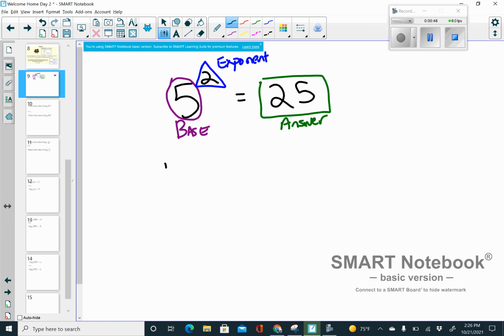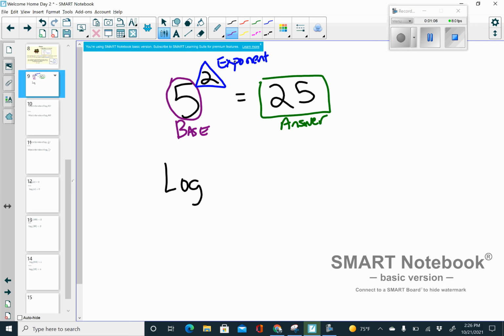Okay, so all a log is, if we have a log, all that's doing is we're going to rewrite this 5 to the second power equals 25 using logs, which are going to be answers to an exponent, but a log is going to be the exponent. So I'll give you a couple of examples, okay?